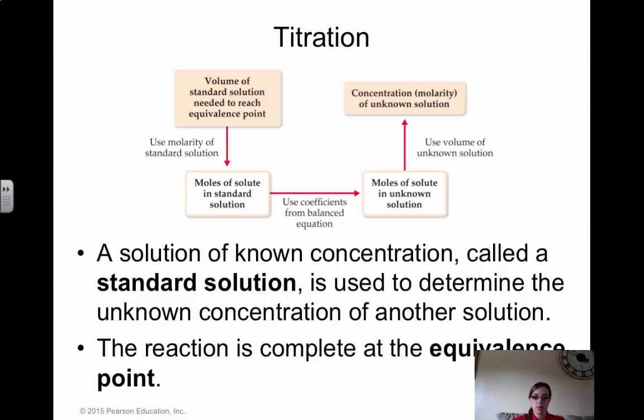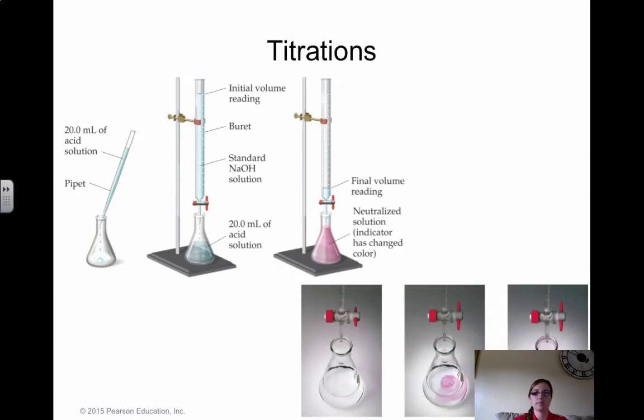The equivalence point is when the reaction is complete. The equivalence point is typically when your indicator changes color. So if you're using phenolphthalein, it's when it turns pink. The equivalence point is when moles of acid equals moles of base. This is why we can use the mole ratio. So maybe it's 2 moles of base to 1 mole of acid. Well, that's why you use that mole ratio, because the equivalence point is when they are equal.